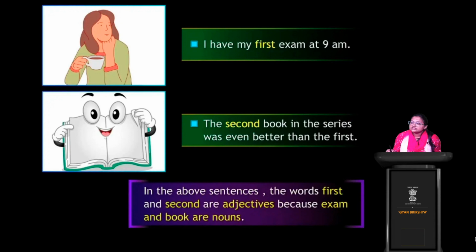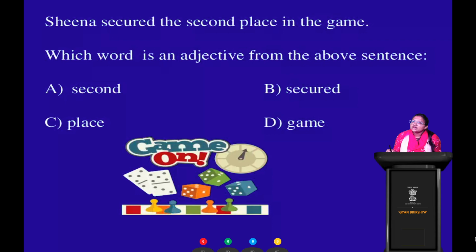Now let's take up this particular question before moving forward. Sheena secured the second place in the game. Which word is an adjective from the above sentence? There is a sentence given in front of you. Do you understand the question?